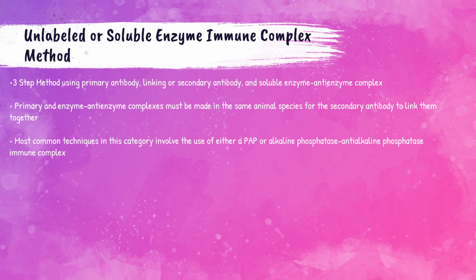Unlabeled or soluble enzyme complex method is a three-step method that uses a primary antibody, linking or secondary antibody, and soluble enzyme anti-enzyme complex. The primary antibody and the enzyme anti-enzyme complexes must be made from the same animal species in order for the second antibody to link them together. The most common techniques in these categories use either a PAP or AP anti-AP immune complex.